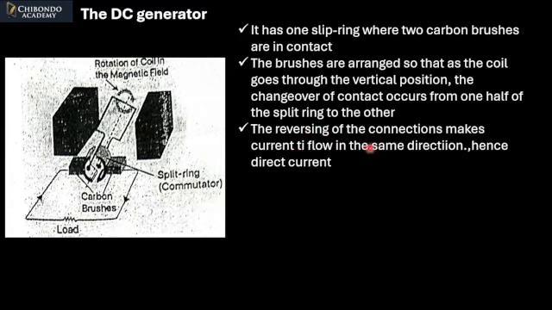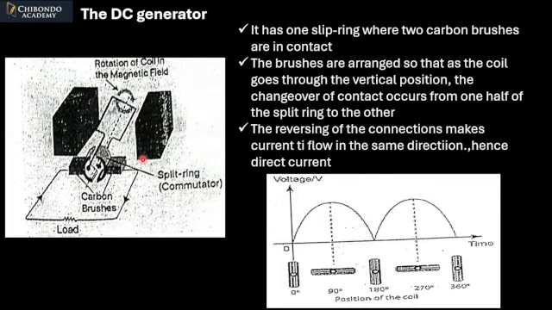Hence, the current produced is direct current, which means if this side is positive, this side will remain positive. If this side is negative, it will remain negative. And the opposite is true: if this side was negative, it will remain negative, and if this side was positive, it will still remain positive. So that's how the DC generator works, and how it differs from the AC generator.